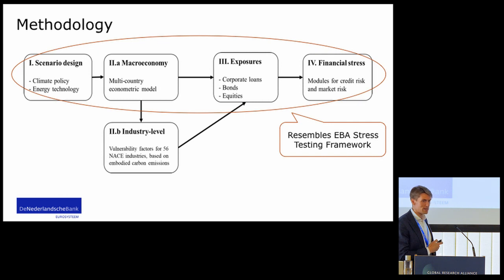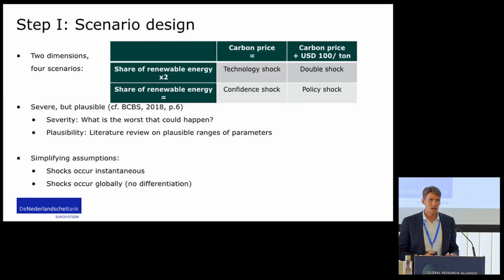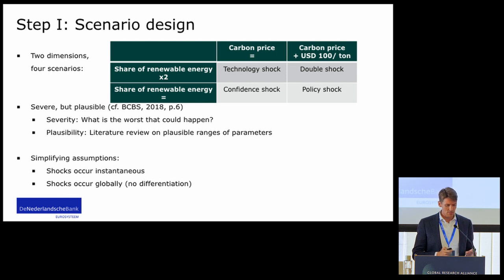So going from there, starting with the scenarios. Because of the time, I'm not going to go into it in detail. Very short, we look at two dimensions: a policy shock, which we define as this increase in the carbon price, and a technology shock, where we assume that the share of renewable energy in the energy mix actually doubles in a period of 5 years. And so we then apply these to a macroeconomic model, see what comes out.